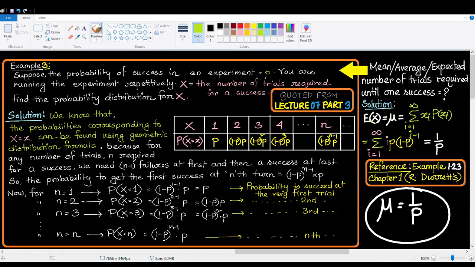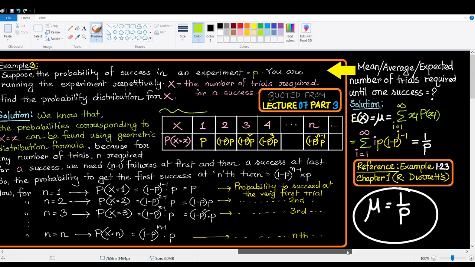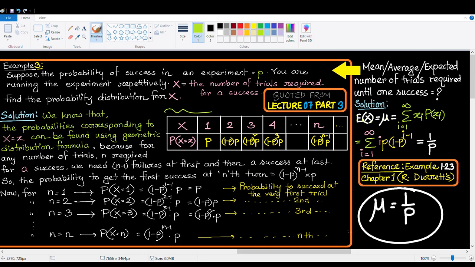So example 3 was a problem that was discussed in lecture 7 part 3, where the question was, suppose the probability of success in a single experiment is P. You are running the experiment repetitively. X equals the number of trials required for a success. Find the probability distribution for X. So we solved this problem and finally the distribution was found like this. And now my question is, what is the average number of trials required until one success?